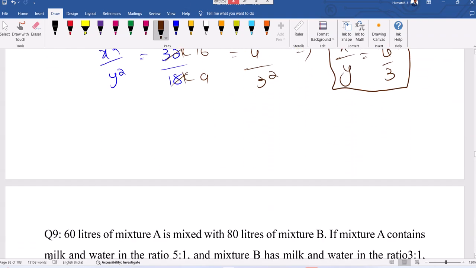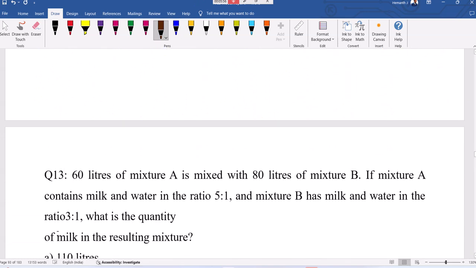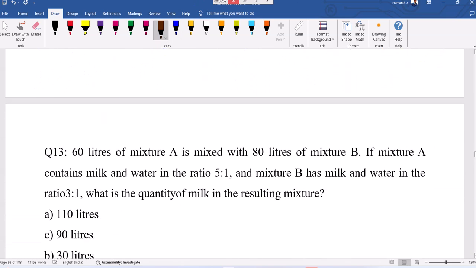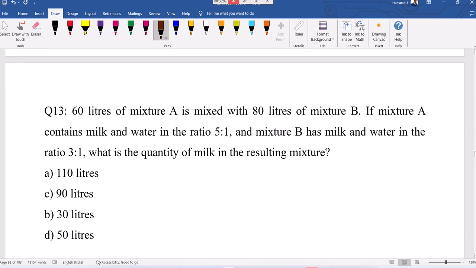Right. Now see this 13th question. Mixtures and alligations, I said I will keep that. You can observe that also here. 60 liters of mixture A is mixed with 80 liters of mixture B. If mixture A contains milk and water in 5:1, B contains milk and water in 3:1. So A is 60 liters, 5:1 means 50 and 10. This is milk in A, this is water in A.